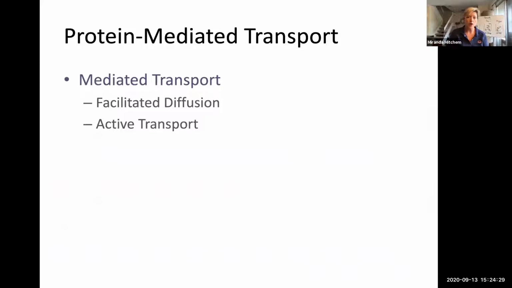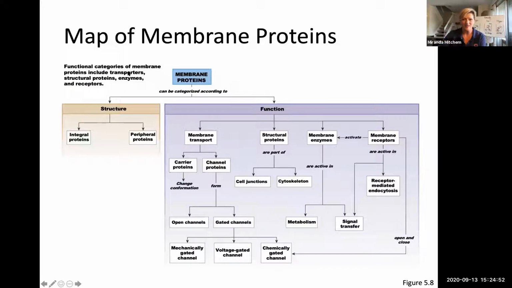All right, now proteins aren't going to go by diffusion because they're just too big. Some of them can go through facilitated diffusion, but most of them are going to go through active transport. We do have some examples of smaller proteins that go through facilitated diffusion. So let's look at some examples.